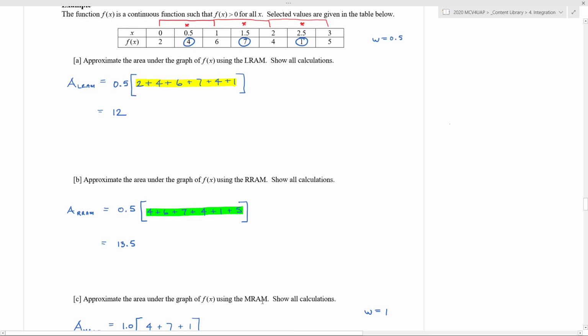Now sometimes you'll be given a table of values where you wouldn't be able to use midpoint. It doesn't work out using midpoint. And so if they ask you, you wouldn't be asked to find a midpoint. This one lends itself well to doing midpoint, but not all tables will. So, any questions on that?